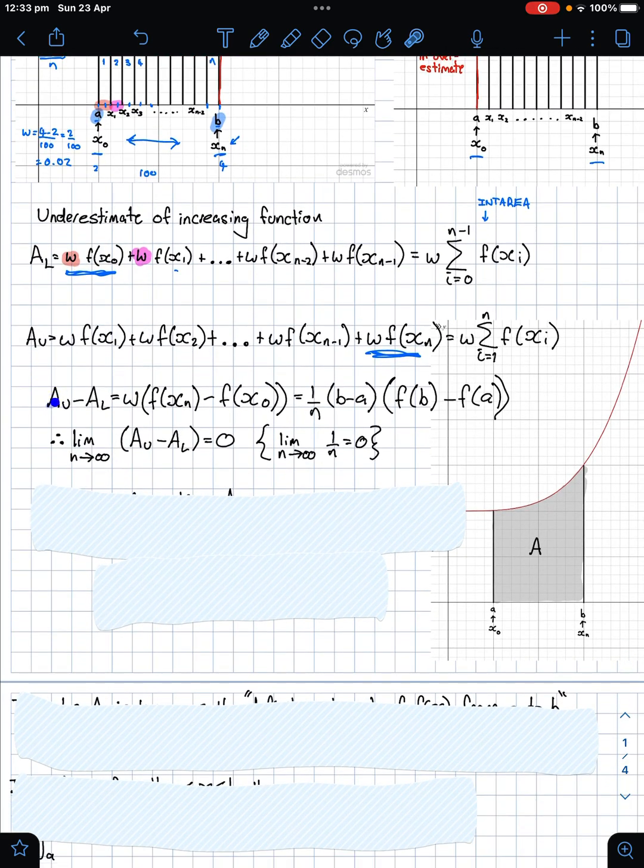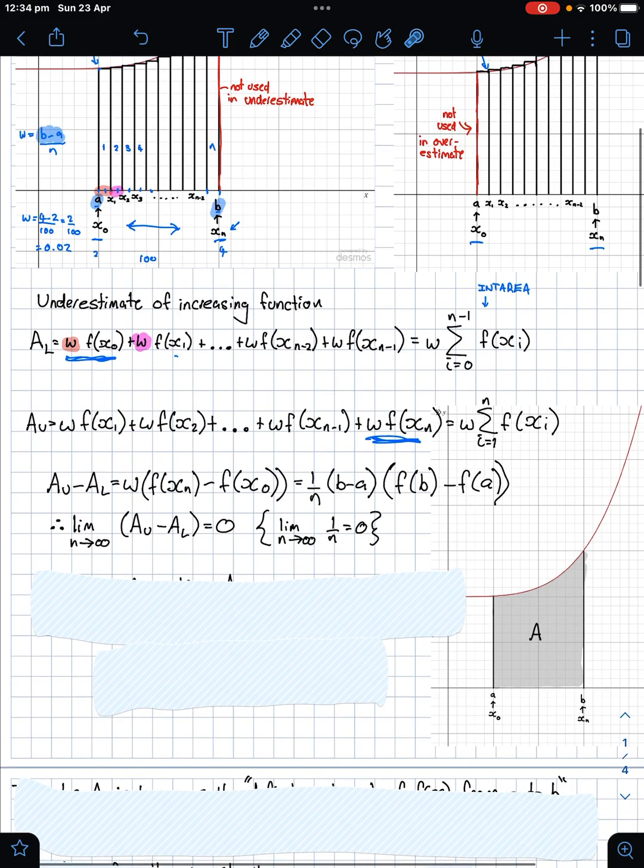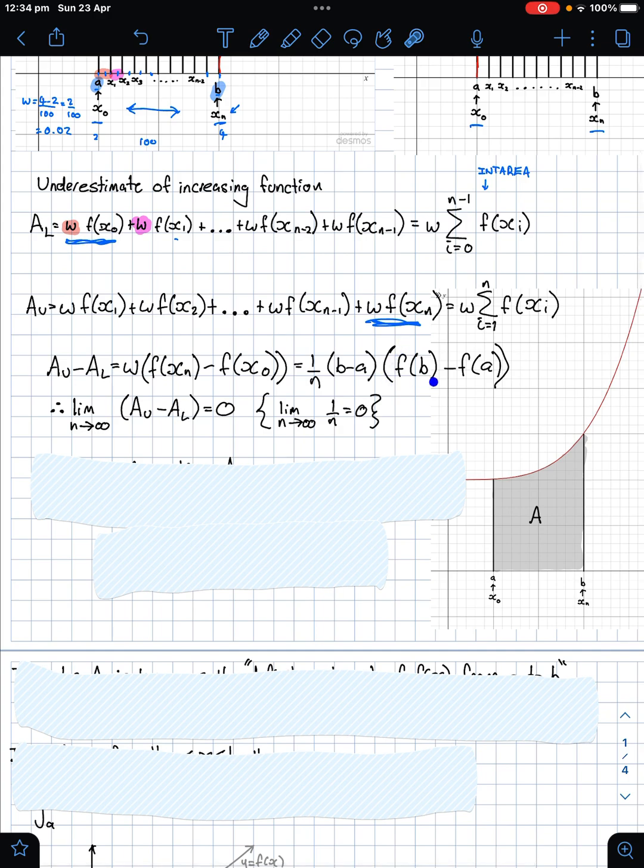It means that if I was going to calculate how different the overestimate and the lower estimate were, I would take them from each other, and this would be equal to the width of this term here that doesn't exist in the underestimate minus this term here that exists in the lower estimate. And we would get that it equals the width. Now, if you remember up here, we came up with this formula for the width, which was b minus a over n. And then we would have the coordinate of whatever b is put into our function minus whatever a is put into our function.